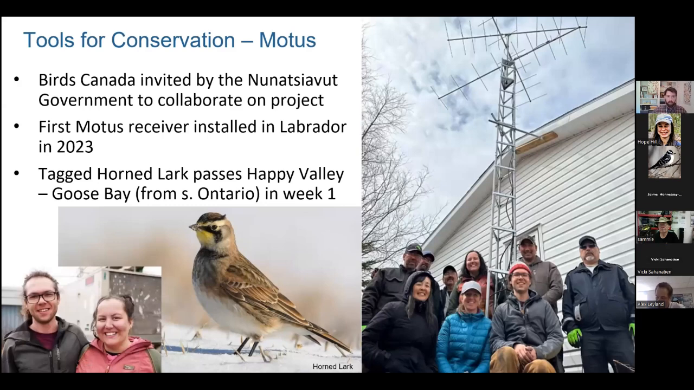Birds Canada has been doing some work in Labrador. We were invited by the Nunavut government to collaborate on a project installing MODIS receivers. Within a week of installing one of the receivers, a horned lark was picked up on one of them that had been tagged further south. And so kind of right away, they're able to see some results.